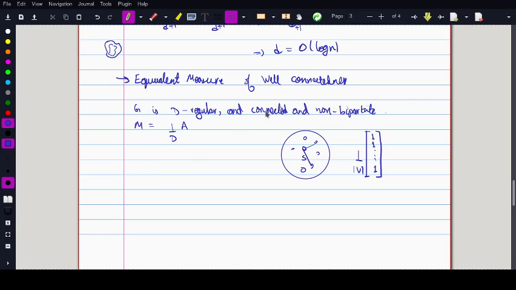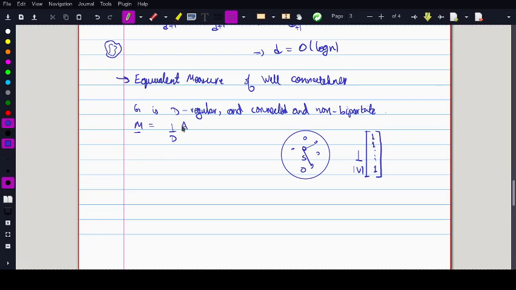So we want to measure well connectedness, which is connected to how fast the random walk converges. We'll see now that the rate at which the random walk converges can be associated to a specific eigenvalue of this matrix, in fact the second largest eigenvalue of this matrix. So let's just see.